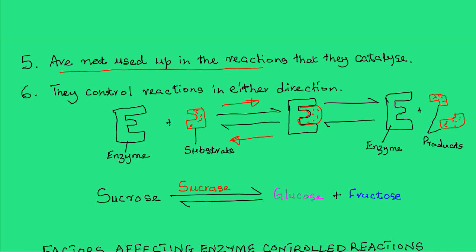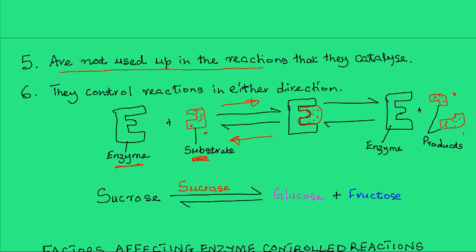So here in this example, this is the enzyme and that is the substrate. If the reaction is from left to right, these substrates will be converted into two products. Now, if we have a high concentration of these substrates, then the reaction will proceed more from left to right, and the same enzyme will catalyze that process.